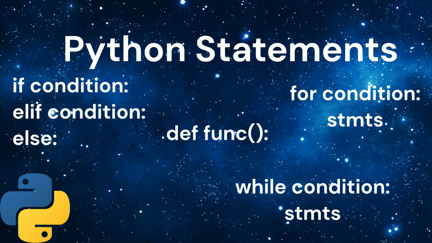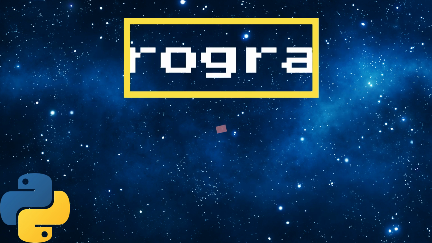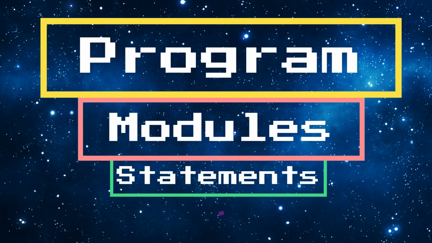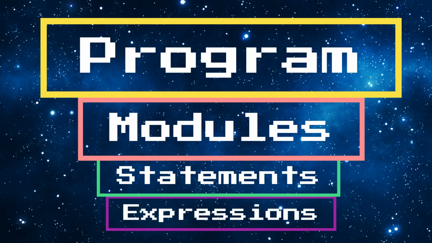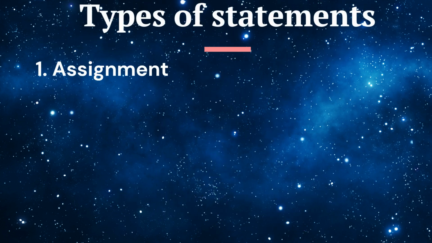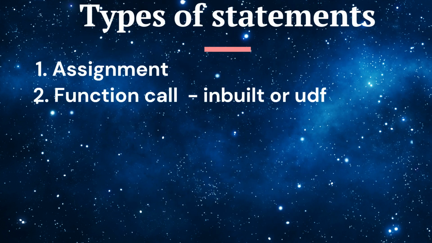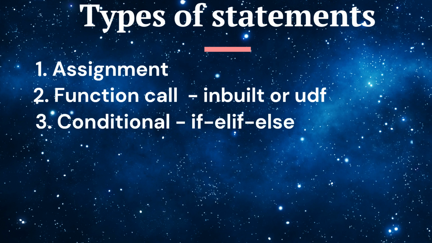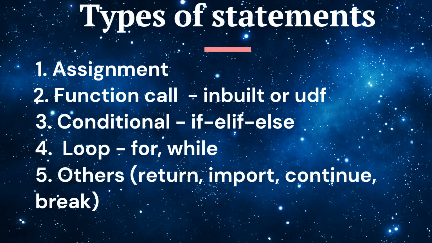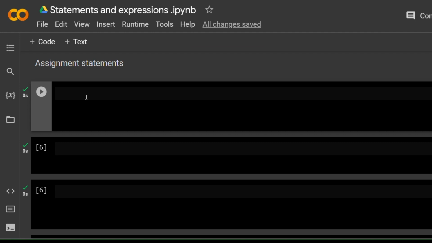Hi, in this video, let's talk about Python statements. Every Python program has modules. In turn, modules have statements, and statements have some expressions. The types of statements are assignment, function call, conditional like if else, a loop like for, while, and others like return, import, continue, and many more. So let's start with assignments.